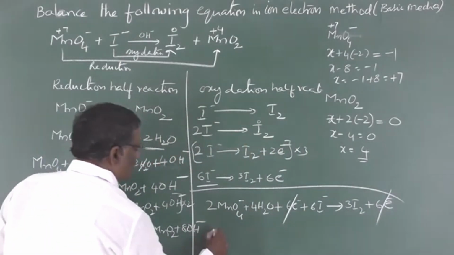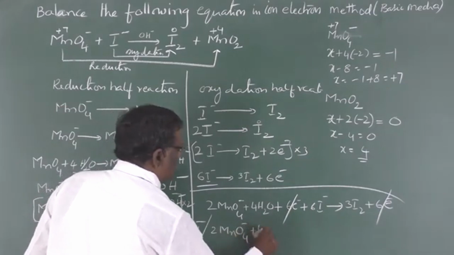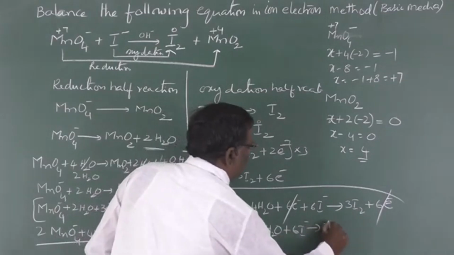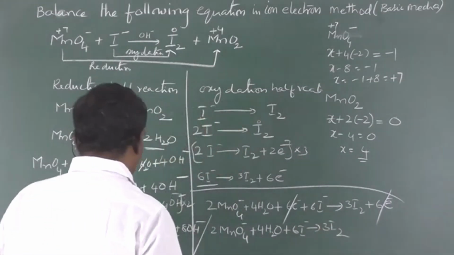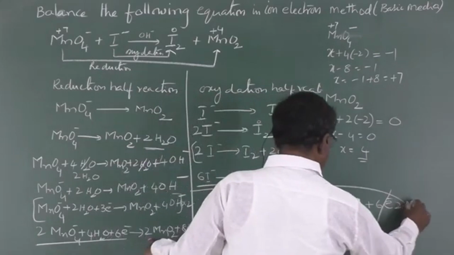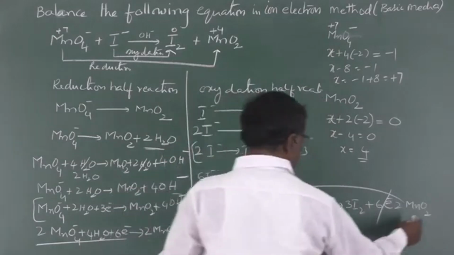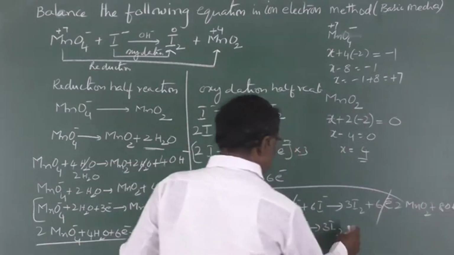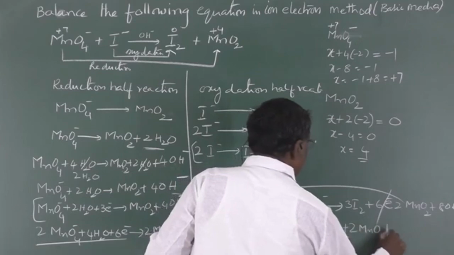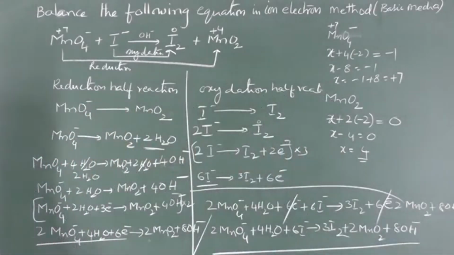Now the final equation is 2MnO4 minus plus 4H2O plus 6I minus gives 3I2 plus 2MnO2 plus 8OH minus. This is the final balanced equation.